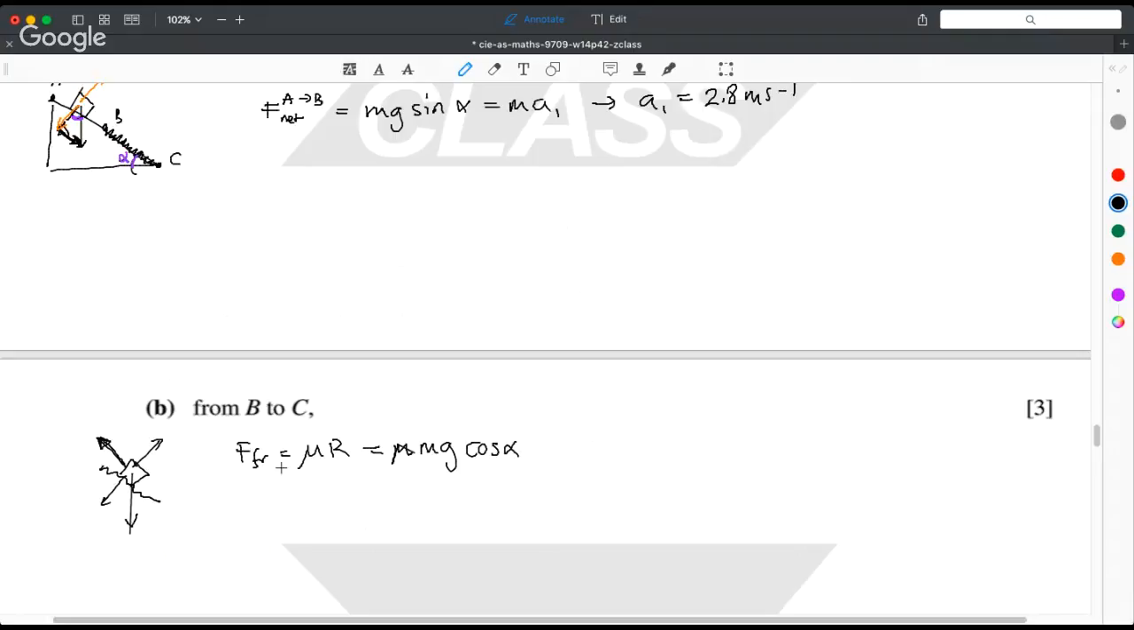So that means that the net force is, again, the force going down the ramp, the one from the weight of the block, which is mg sine of alpha, minus the force of friction, which is mu mg cosine alpha. And this is equal to m a2. So notice again that the masses cancel. And if you solve this, we have all the bits that we need. We get that a2 is equal to minus 2 meters per second squared.